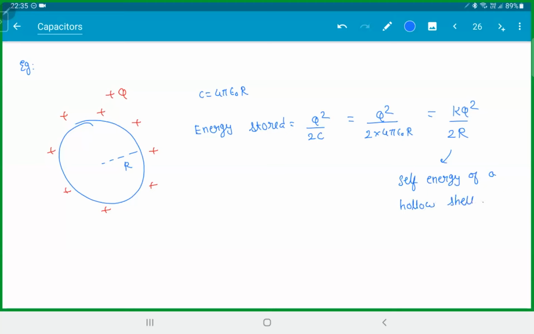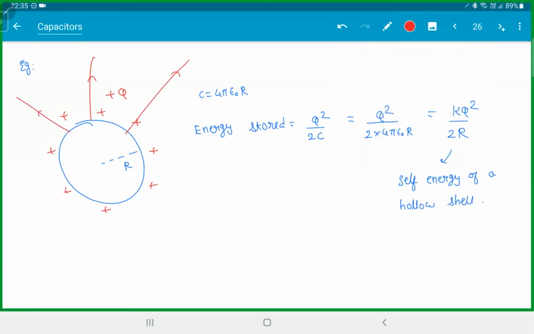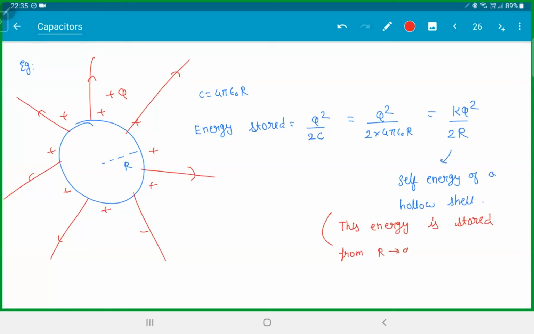So when you say the self energy of a shell is KQ square by 2R, where is this energy stored? The energy is not on the shell. The energy is not inside the shell. The energy is stored in the space from the shell to infinity in the form of field lines. Are you getting this? So this energy is actually stored from R to infinity in the form of field lines. So this self energy we have seen in electrostatics. Clear? There. So revise till here and come. I know this chapter has a lot of different things. It's not like mechanics. You should have seen these things once. So we'll wrap up with this for today.